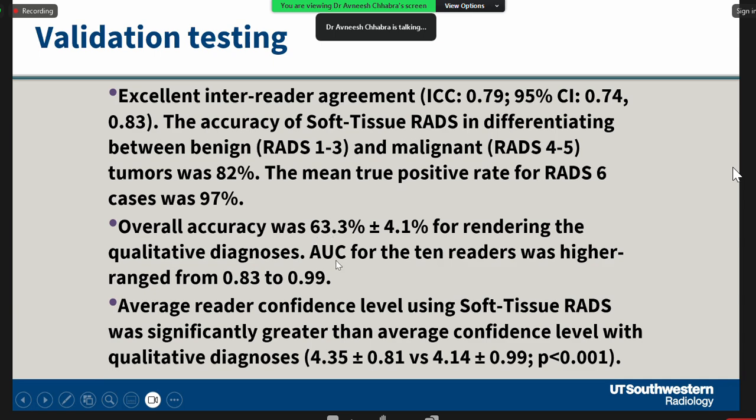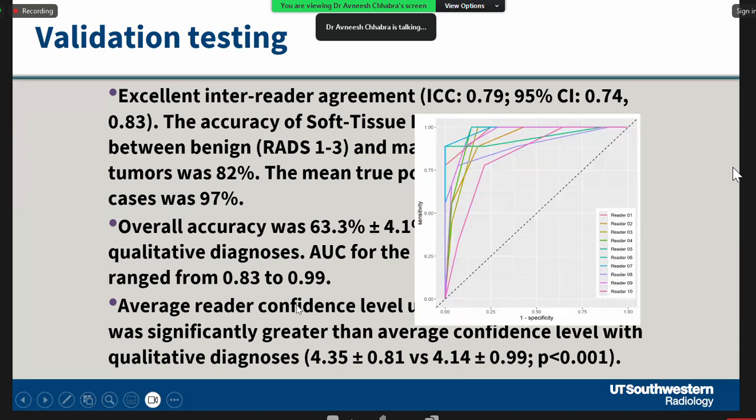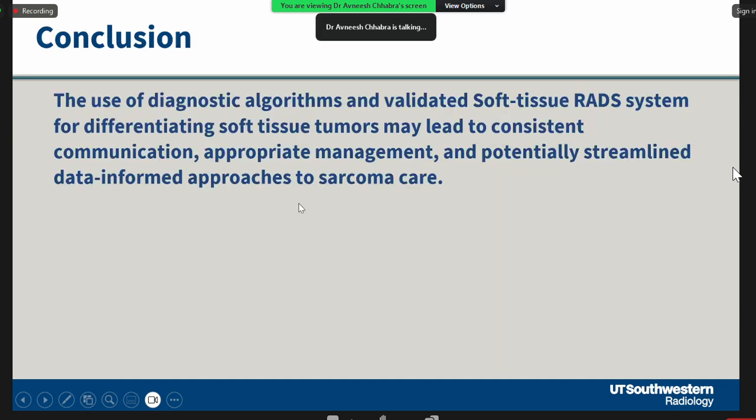So area under the curve for 10 readers was 0.83 to 0.99. And average reader confidence was also higher. So similar to what we saw in our study here, it was 4.35 versus 4.1. We saw 4.4 versus 4.1, very similar. So these are the ROC curves. So I think this will be a good system, and you still have SRADS. That's a good system which is out there.